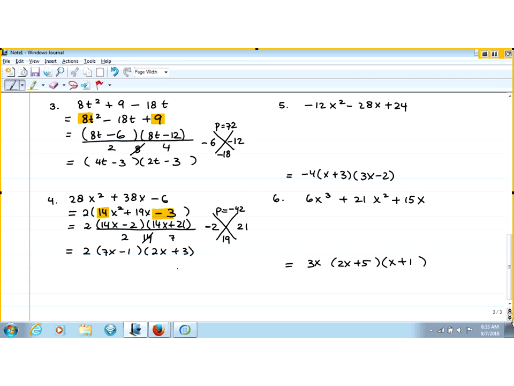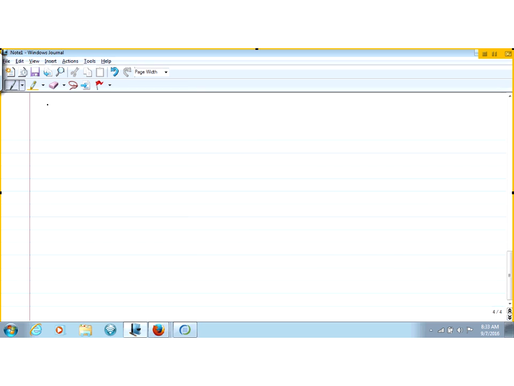Oh, we're doing factor, oh no, B2. So this is B1. So B2 is factoring special products. All right. Factoring special products. So what do we have here? Number 1, I think you guys know this. A squared minus B squared.